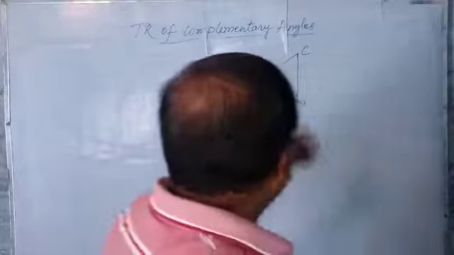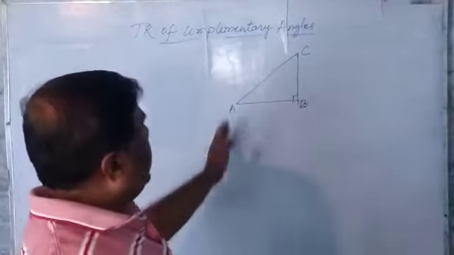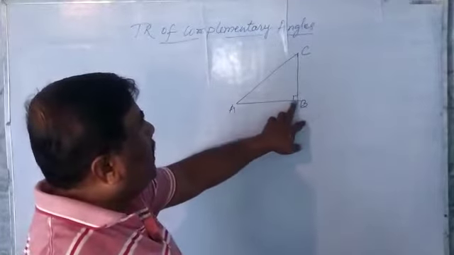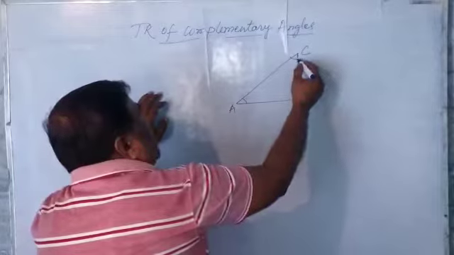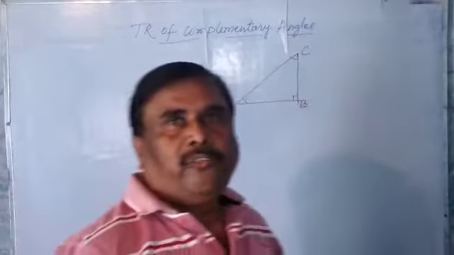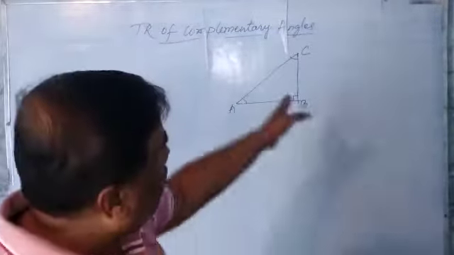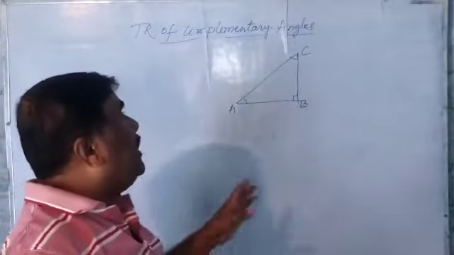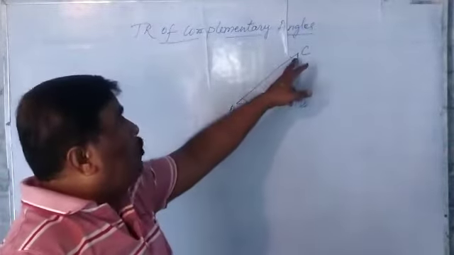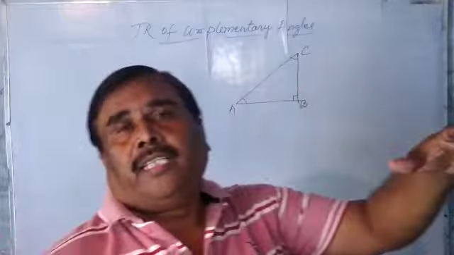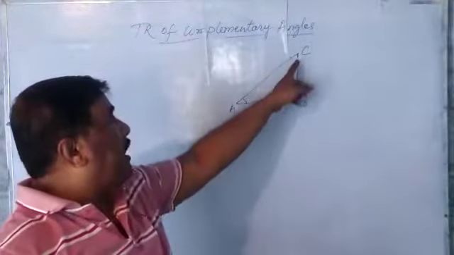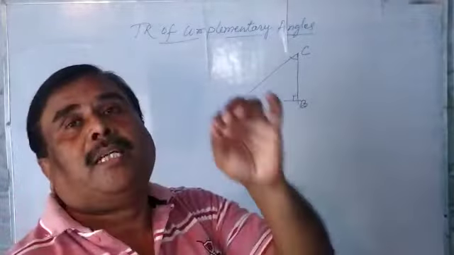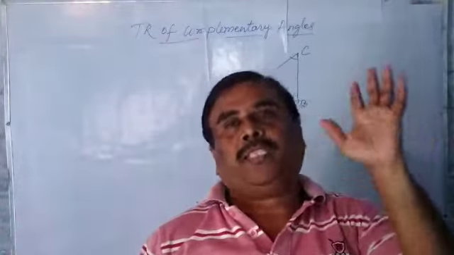In any right triangle, suppose ABC is a right triangle in which angle B is 90 degrees, then there are two acute angles in a right triangle. Here A and C are the acute angles in right triangle ABC where angle B is 90 degrees. It means the sum of two acute angles in a right triangle is always 90 degrees. Hence, the acute angles in a right triangle are always complementary angles to each other.